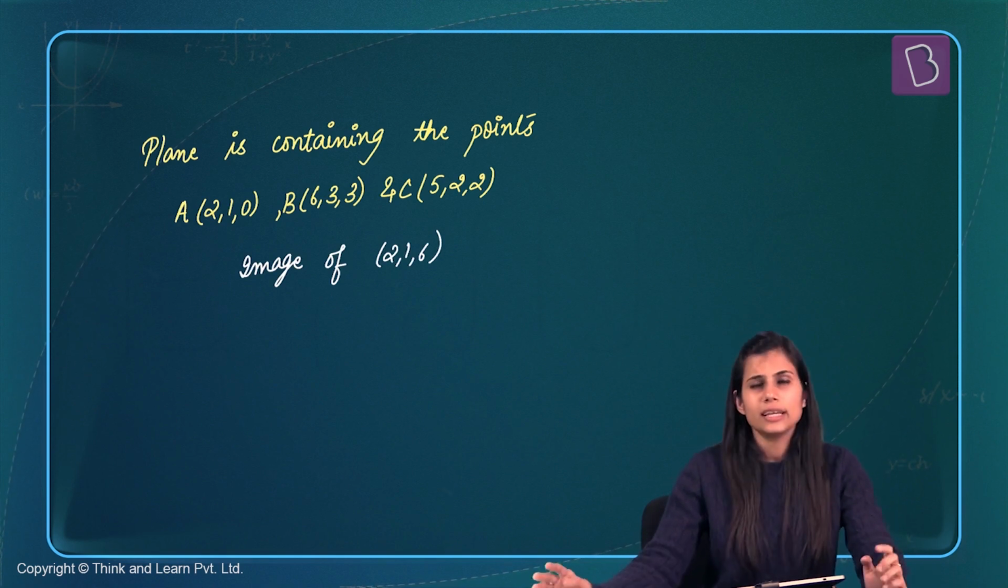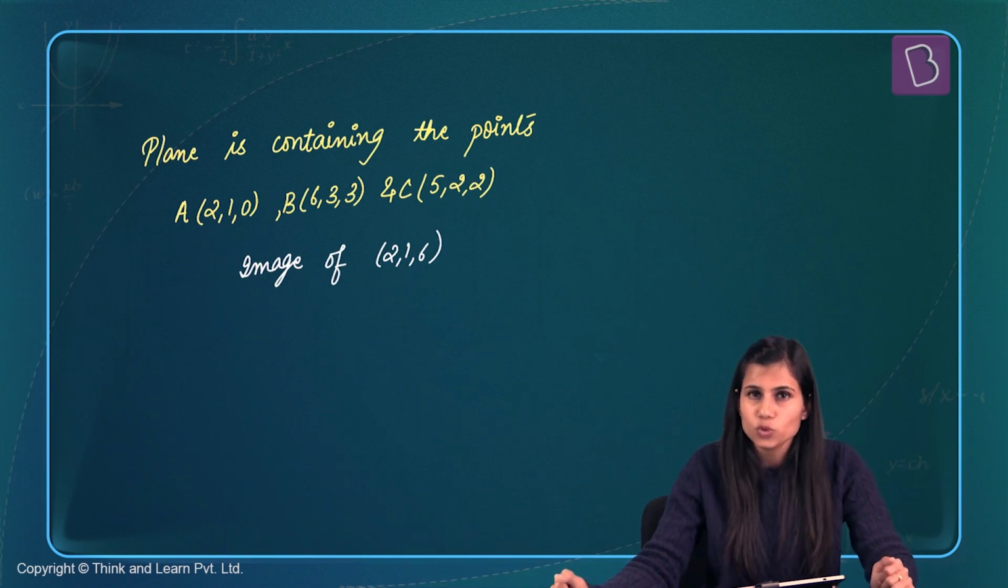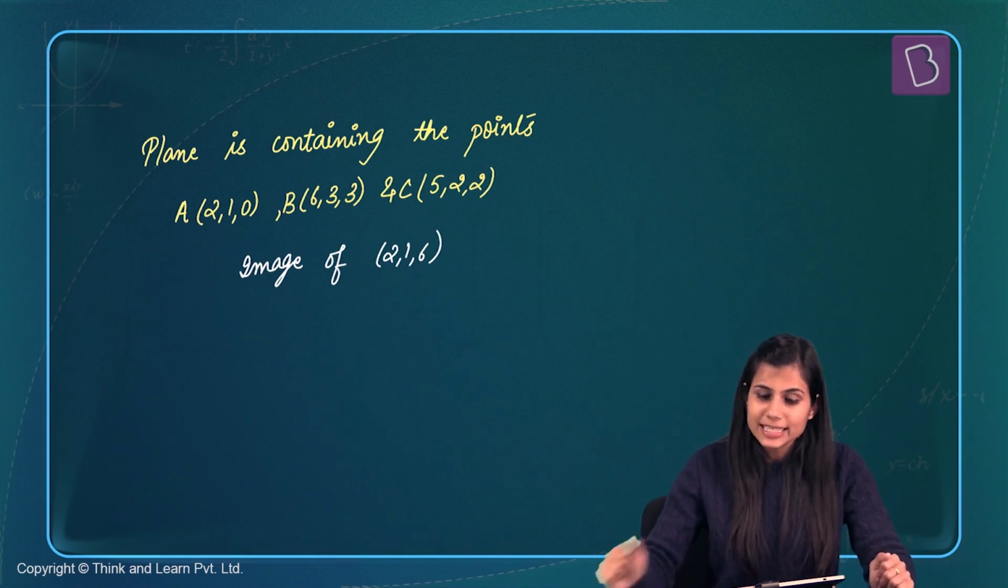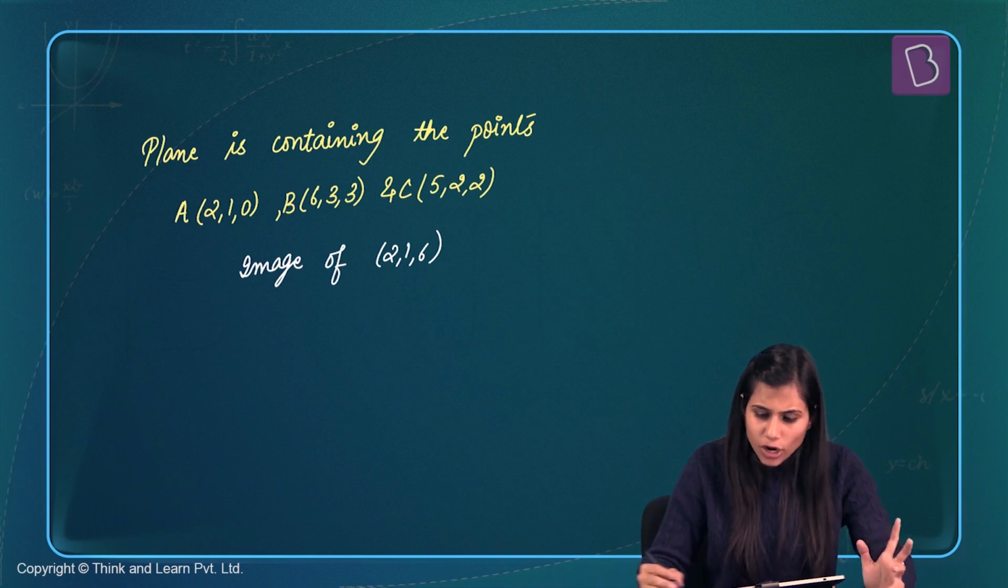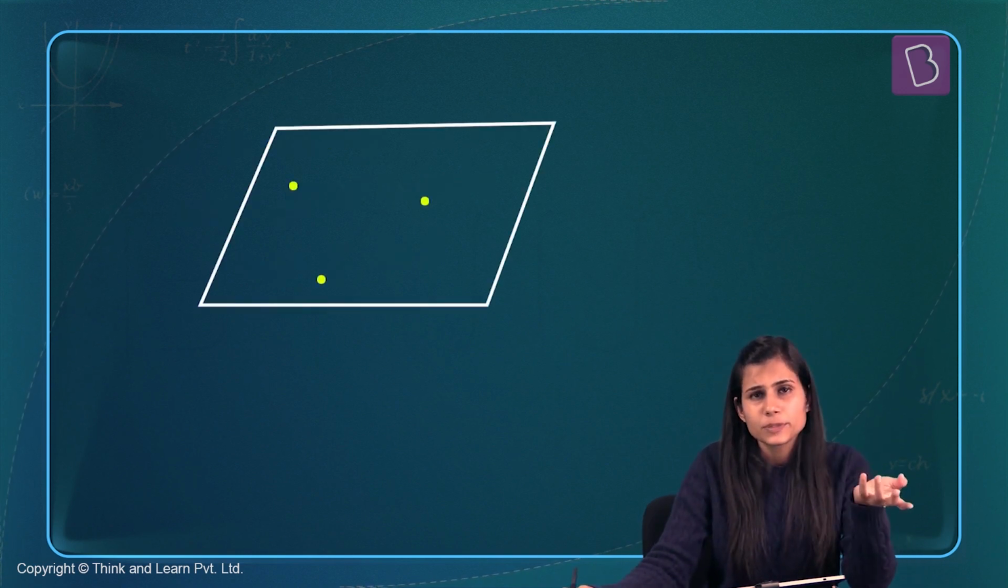So first of all, in order to find the image of a point with respect to a plane, what do we need? What we need is the equation of the plane, right? And how do we get the equation of the plane when we have the information of 3 points sitting on it? It's pretty simple.